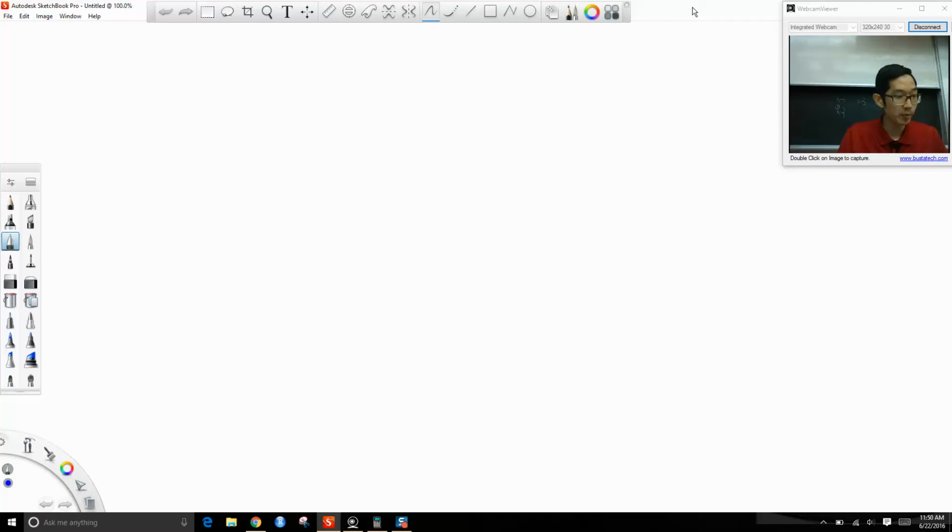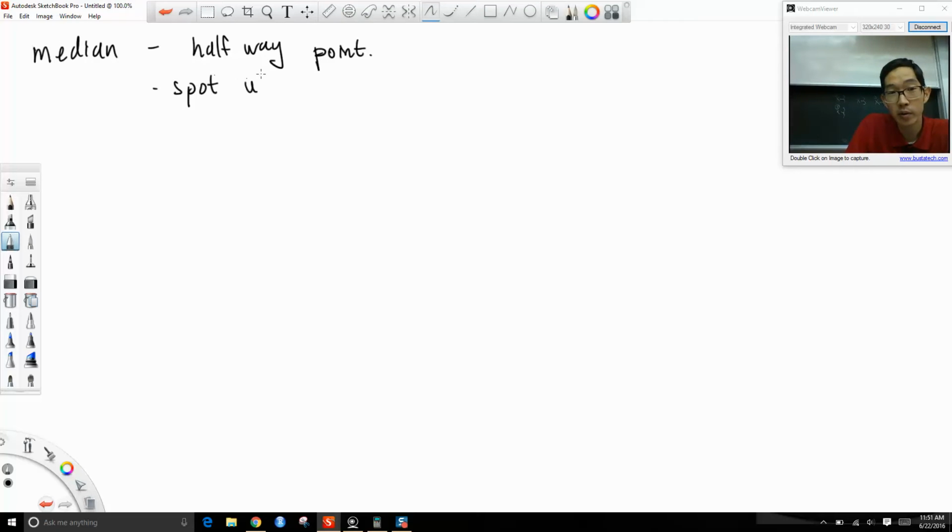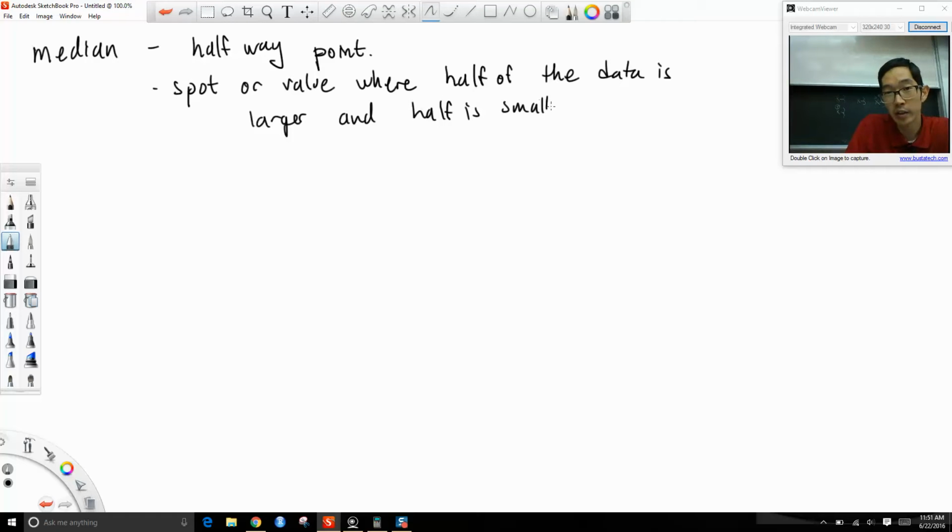All right, let's talk about some of the measures of dispersion, okay? Well, let me just further talk about the median first. So the median, again, is the halfway point, the spot or value where half of the data is larger and half is smaller. Okay, and it's not necessarily strictly larger or smaller. You might have tied values and things like that.